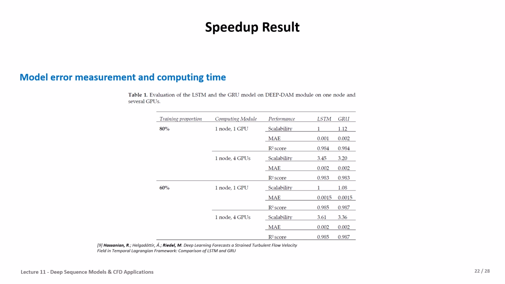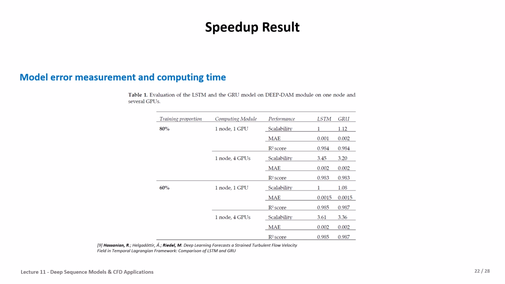This table here is also presenting the metrics measured for this example, when we have one node with one GPU or four GPUs for 80% training, and in the case of 60% training, what's the difference? Of course, the error between the 60% and 80% could be different. However, with more data, we can reduce the error.